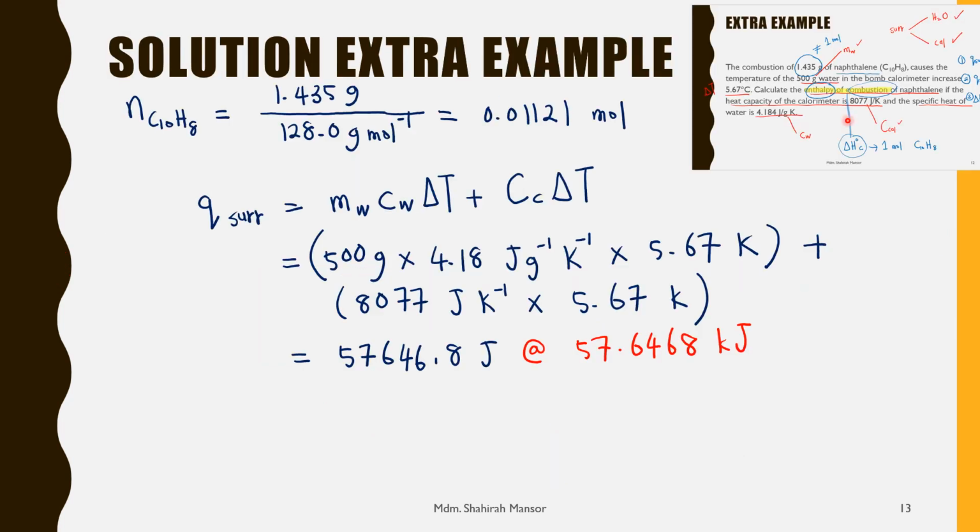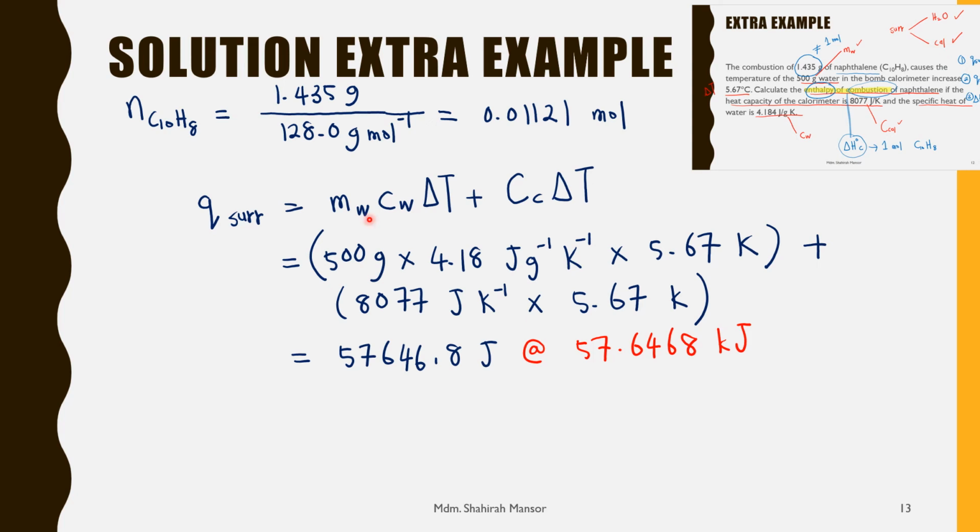Alright, so first we have the mass of naphthalene here. This is the mass of naphthalene that is burned. So why don't we start by finding the number of moles of naphthalene. By having mass over molar mass, you will get the number of moles of naphthalene that was burned. From there, we then find Q surrounding. According to our justification earlier, the surrounding involves water and also the calorimeter.